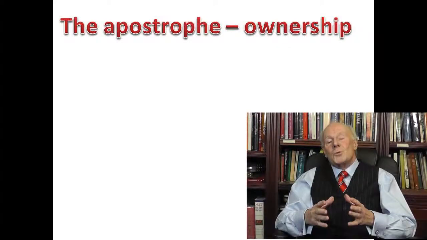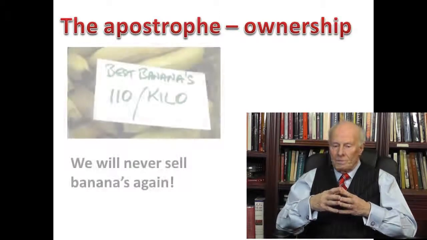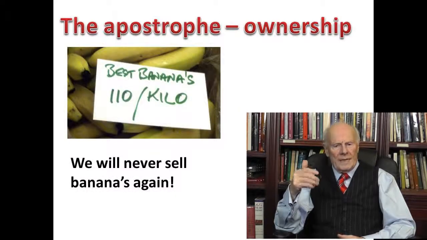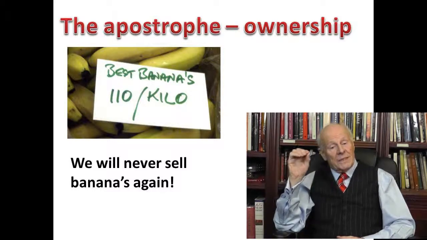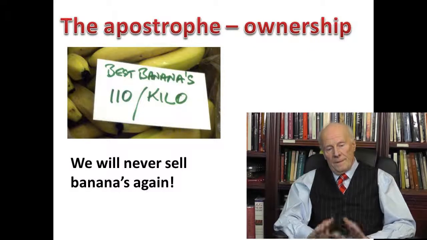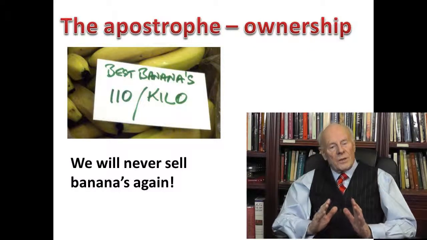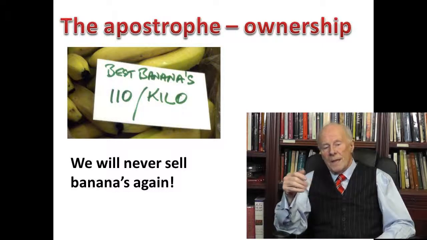In our last session we learned that the apostrophe is not used to make something plural. So never again will we sell banana apostrophe s. Next we learned that the apostrophe is used for just one of two things. First of all, to show that we've abbreviated a word, or usually two words next to each other.